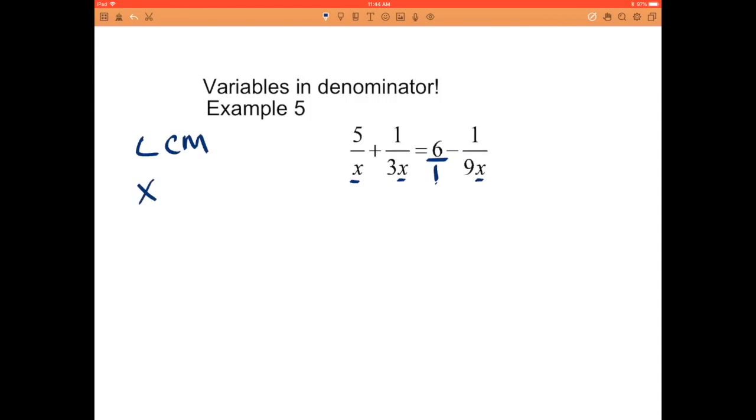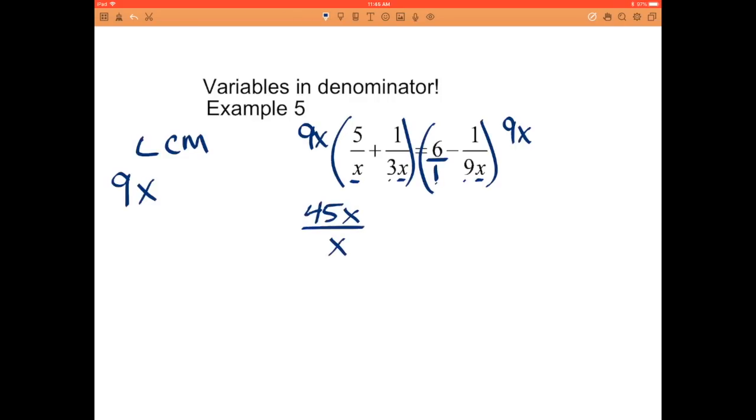And then 3 and 9, if I list multiples of 3 and multiples of 9, the first one I'd get to is 9. So our least common multiple will be 9x. So we'll multiply everything on each side by 9x. Also multiply the numerators first and then show with the denominator there. So 9x times 5 would be 45x over x. Keep that there for now. If you want to just simplify right away, that's fine too.